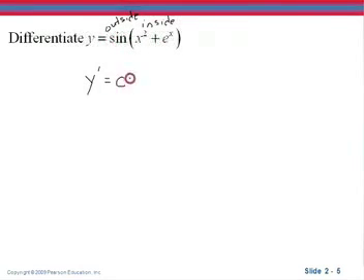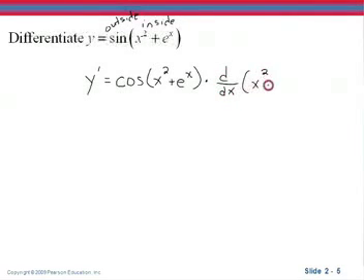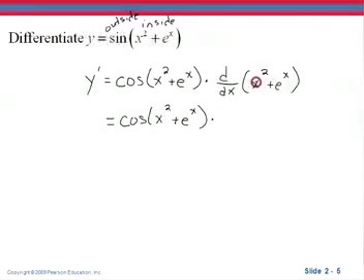So the derivative of sine is cosine, and it's still at our inside function, which is x squared plus e to the x. But then we have to multiply that by the derivative of the inside, which is the derivative of x squared plus e to the x. So we take the derivative of sine at x squared plus e to the x, which is cosine of x squared plus e to the x. And then we multiply by the derivative of x squared plus e to the x.